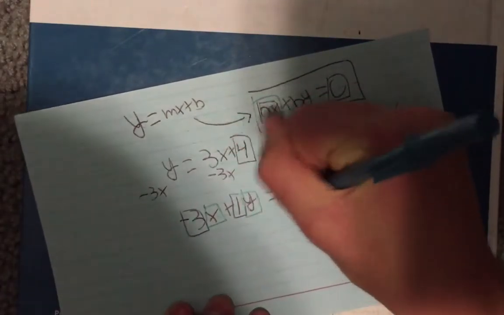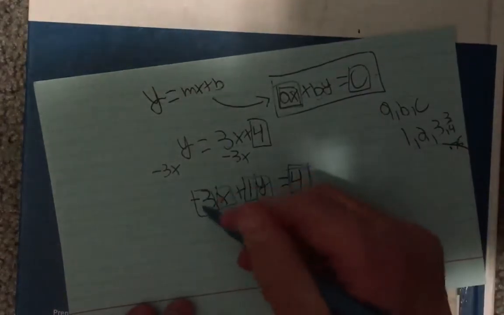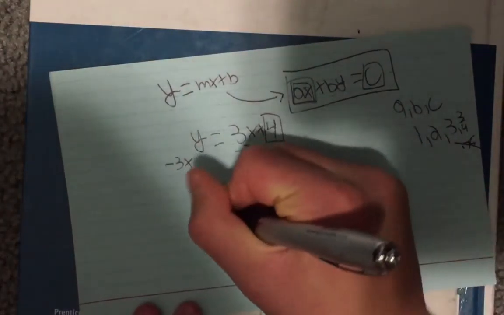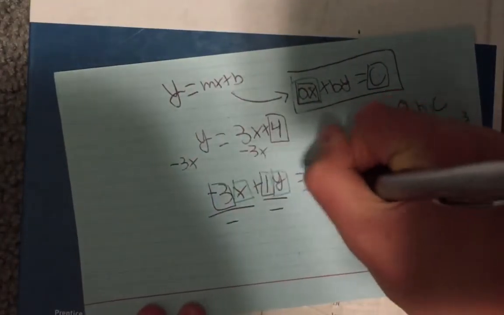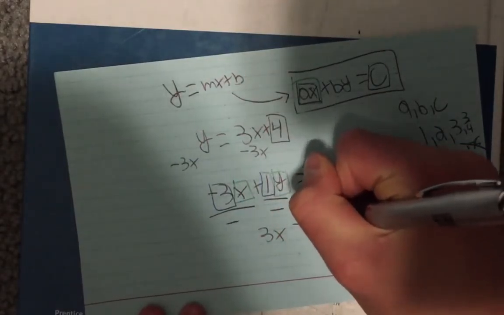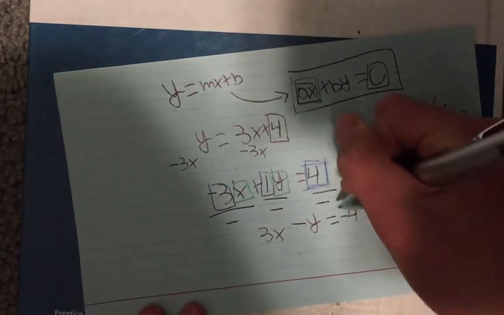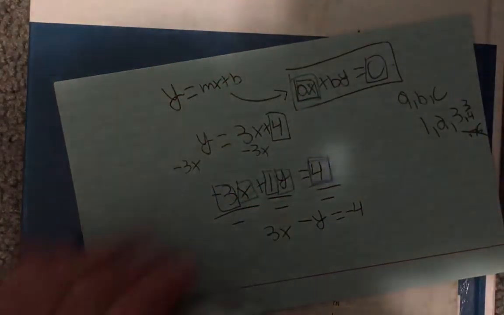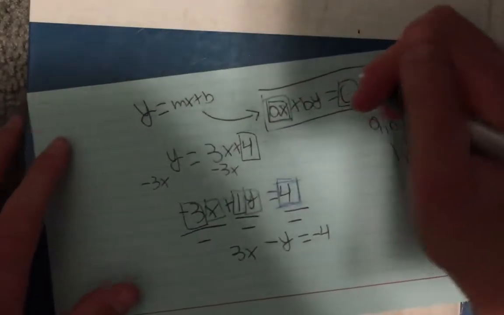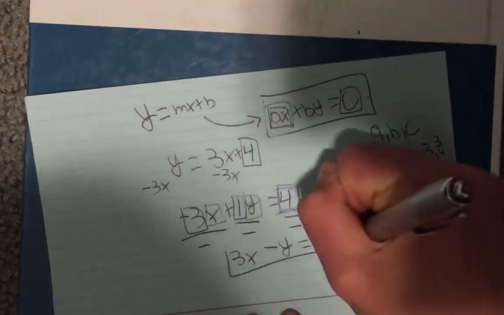Annoying pen, I need to get new pens. Alright, so because this is negative, we have to change everything. So divide by negative on everything. Divide by negative, divide by negative, divide by negative. So this becomes 3x minus y equals negative 4. So we have just translated a slope-intercept equation into the standard form.